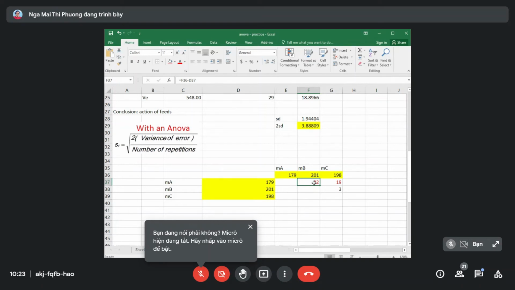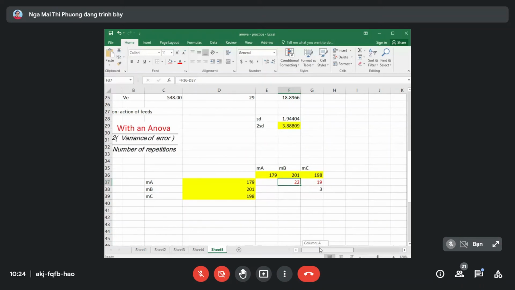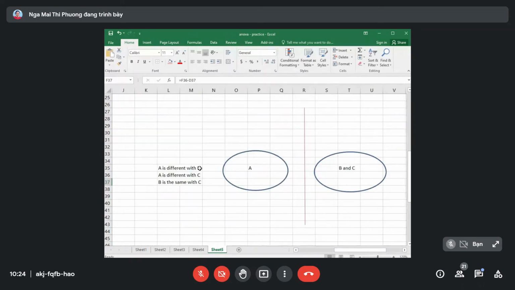They are different. Okay, so A and B are different. Next, A and C. They are different too. B and C: they are not different. So you see, A is different from B, A is different from C, and B is the same as C. So you will divide our 3 feeds into 2 groups.